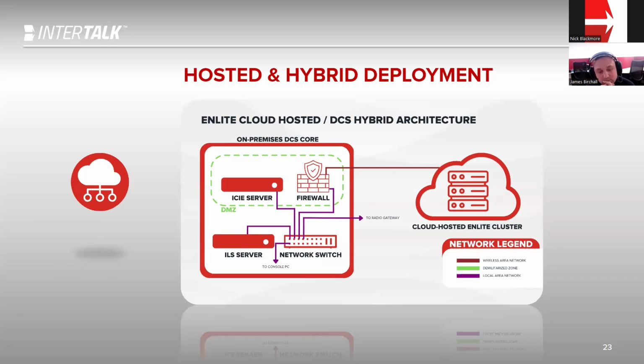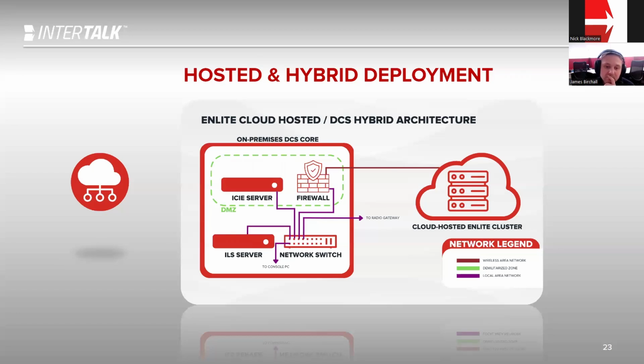The on-premise equipment securely connects to and communicates with the cloud Enlite cluster via SSL encrypted traffic. A network firewall appliance and static public internet IP connection are required to ensure continuous, secure communication.